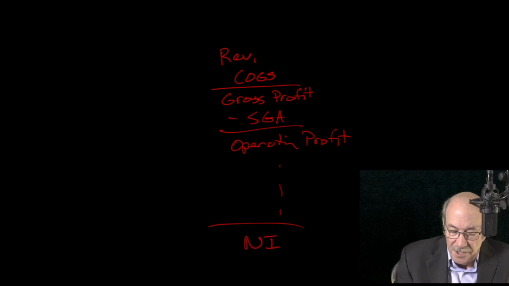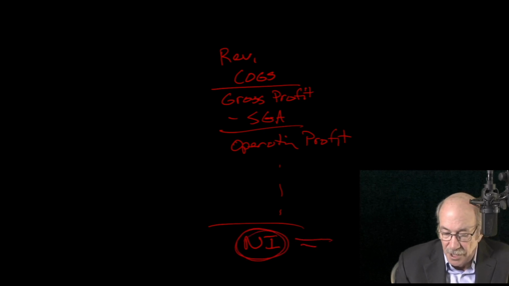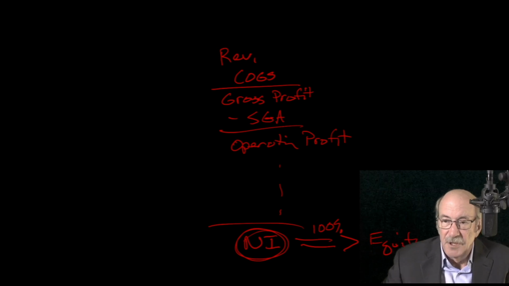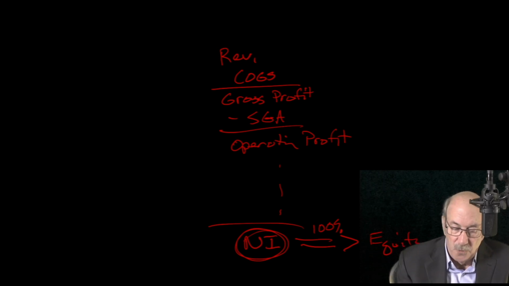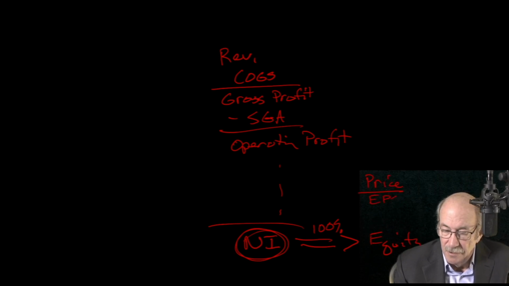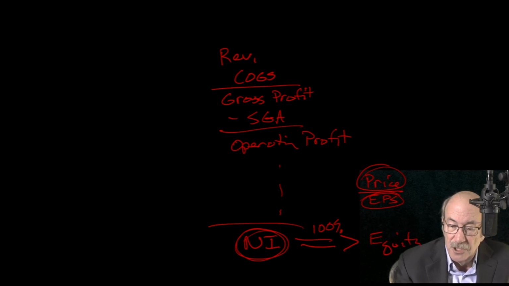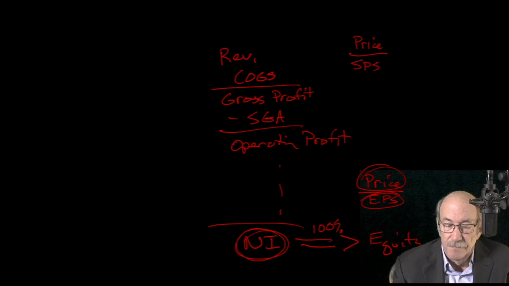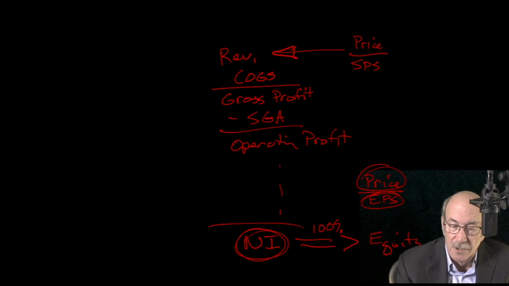Well, this net income is 100% equity's. It belongs to equity. So that's why price over EPS is a consistent ratio. In other words, price of the equity over earnings per share that goes to equity. That's good. But if we actually did something like price over sales per share, we're way up here at the top of the income statement.